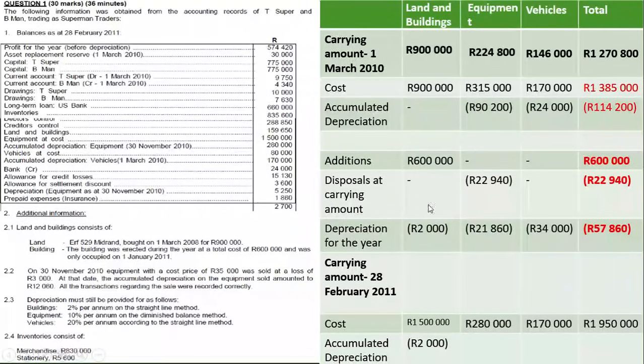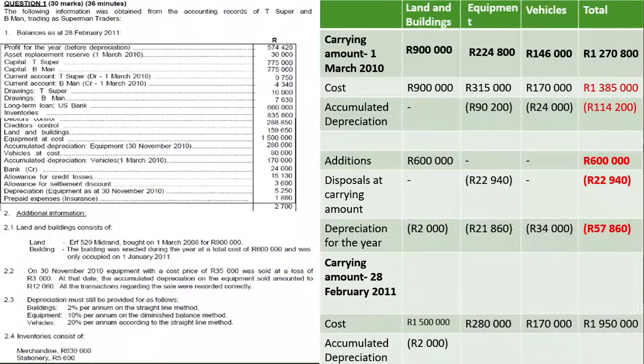Remember, depreciation for the year was 2000 rand, and that was relating to buildings which was acquired or was erected during this specific year. And we know that land does not depreciate, so the only depreciation we have relates to the building. So that was 2000 rand, which we calculated earlier on. What about equipment? What is the accumulated depreciation on equipment?